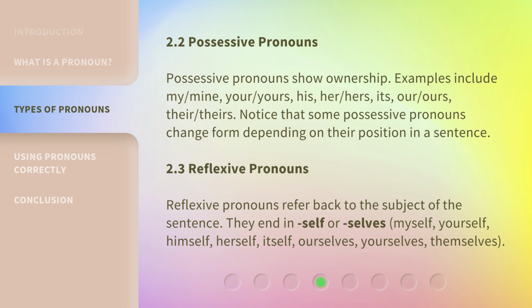2.3 Reflexive pronouns. Reflexive pronouns refer back to the subject of the sentence. They end in self or selves: myself, yourself, himself, herself, itself, ourselves, yourselves, themselves.